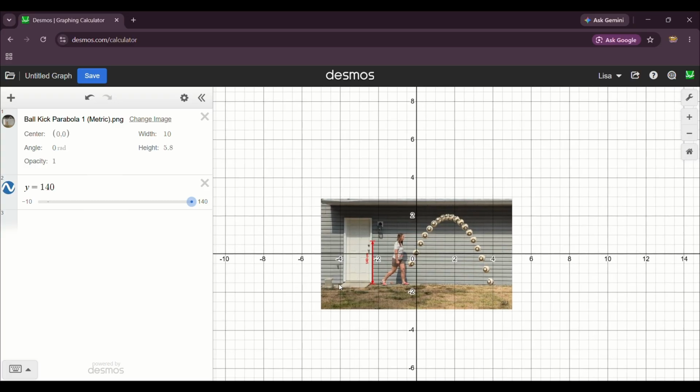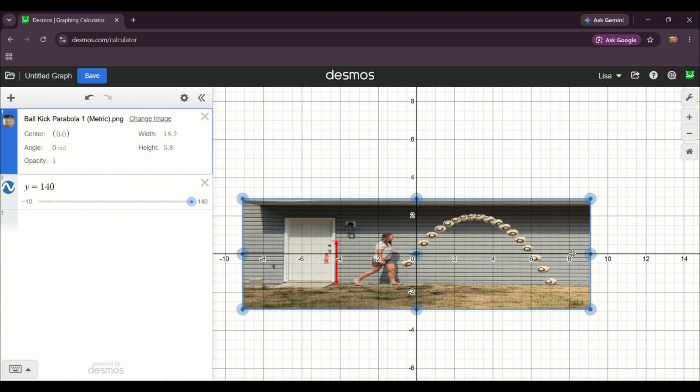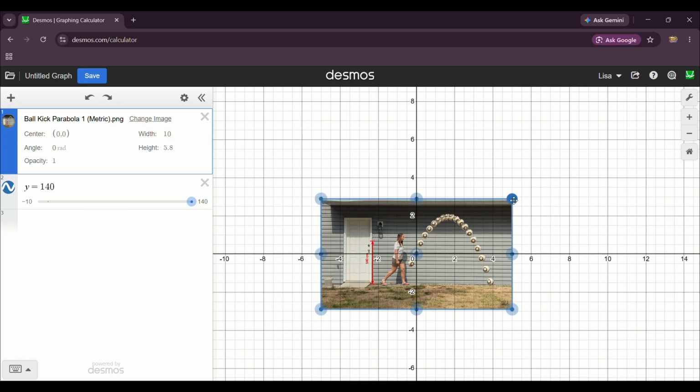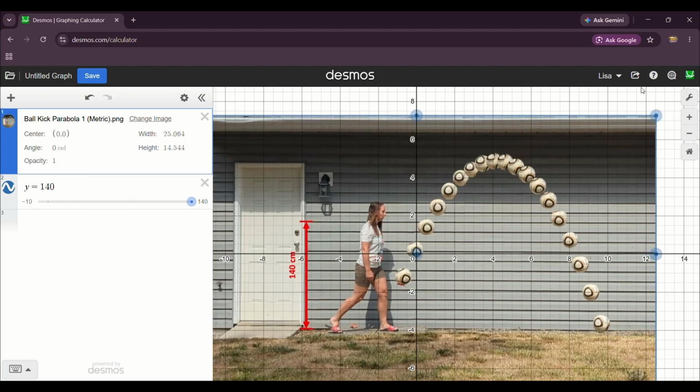I would also like my ground to be right up against the x-axis. One thing to watch out for, these blue circles that are in the center of the edges of the image will distort the aspect ratio. Since we only have one measurement, by pulling on those circles, we're going to completely distort the image, and so the horizontal measurements won't be as accurate. So make sure that you're only changing the picture by the corners.